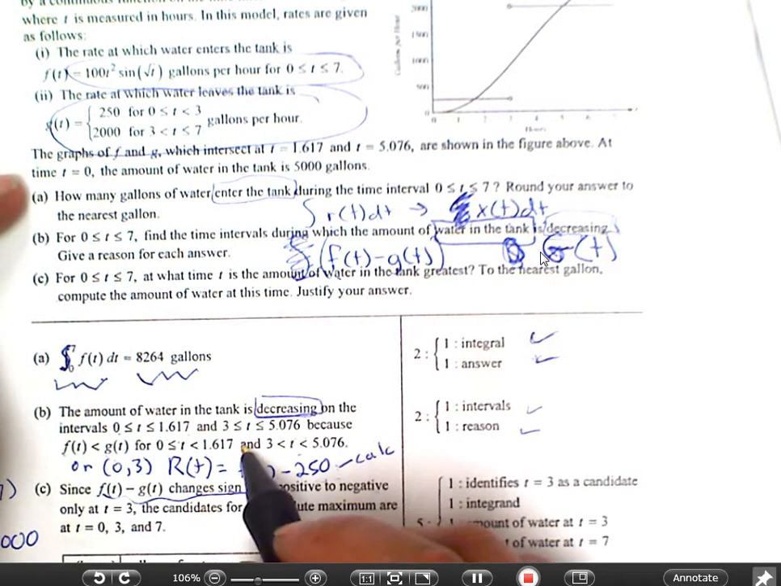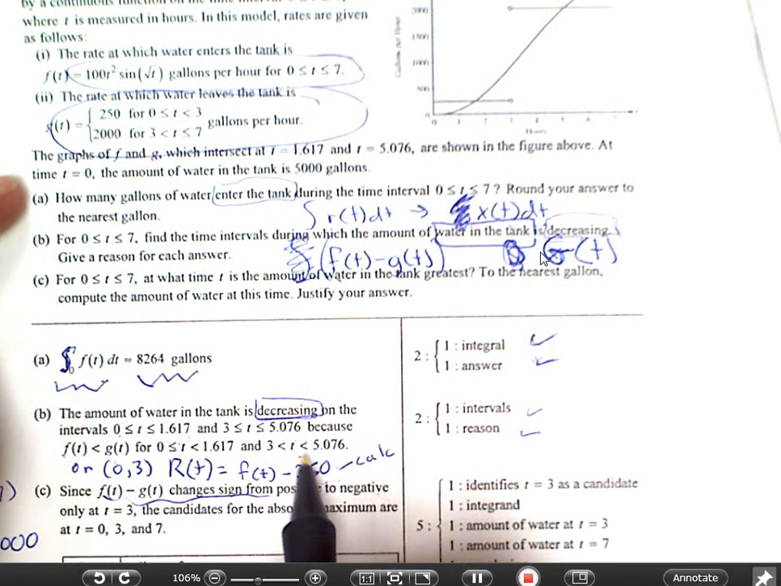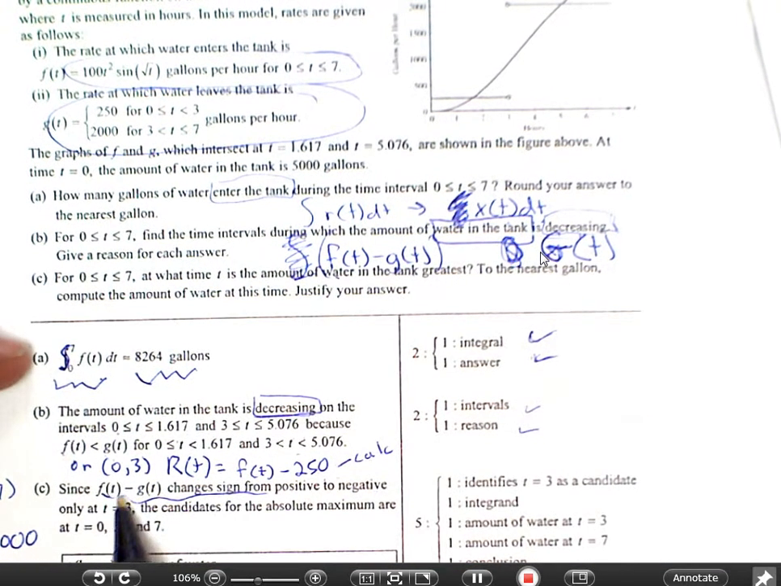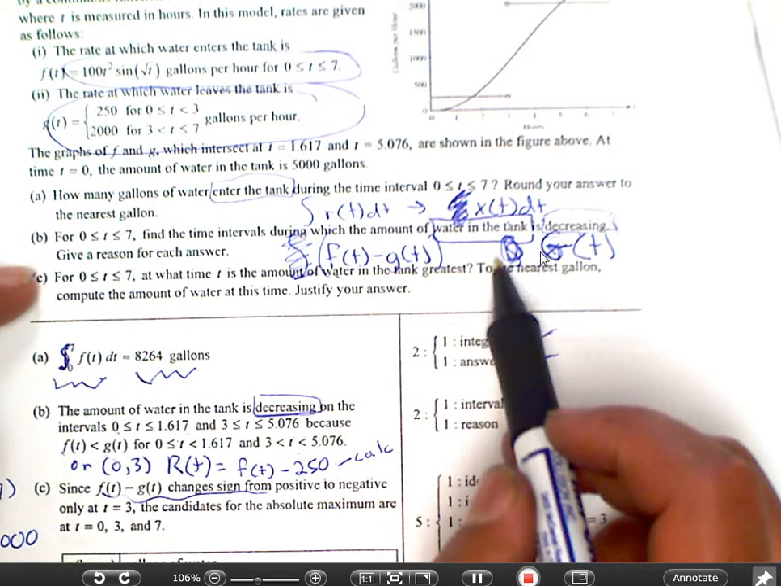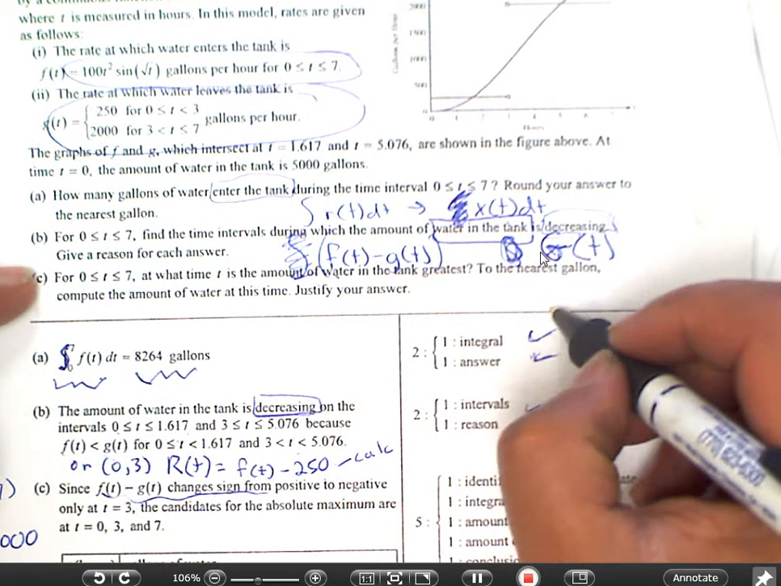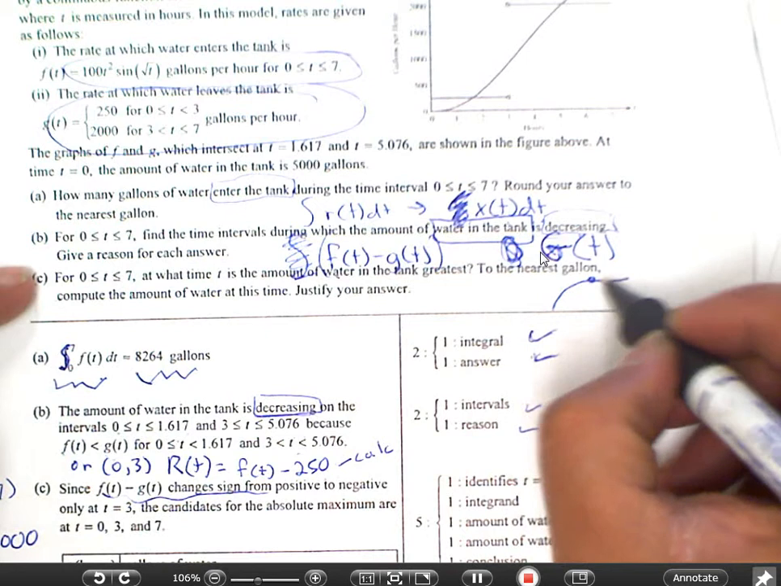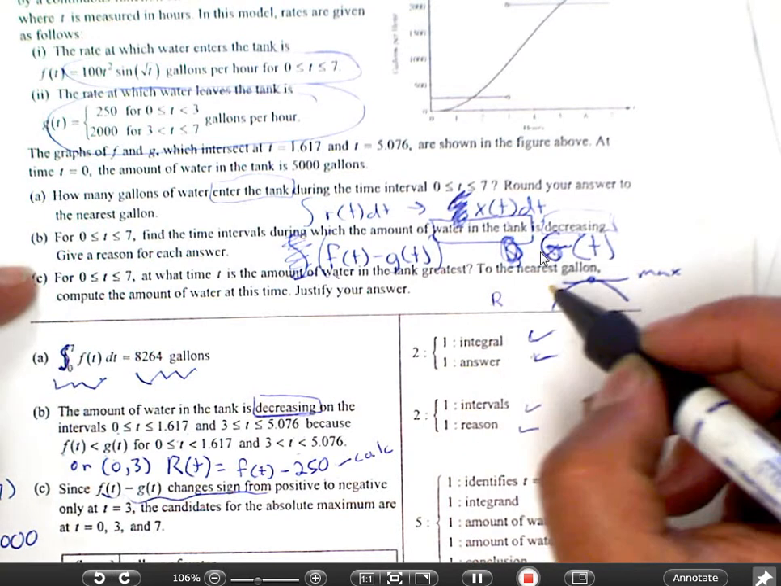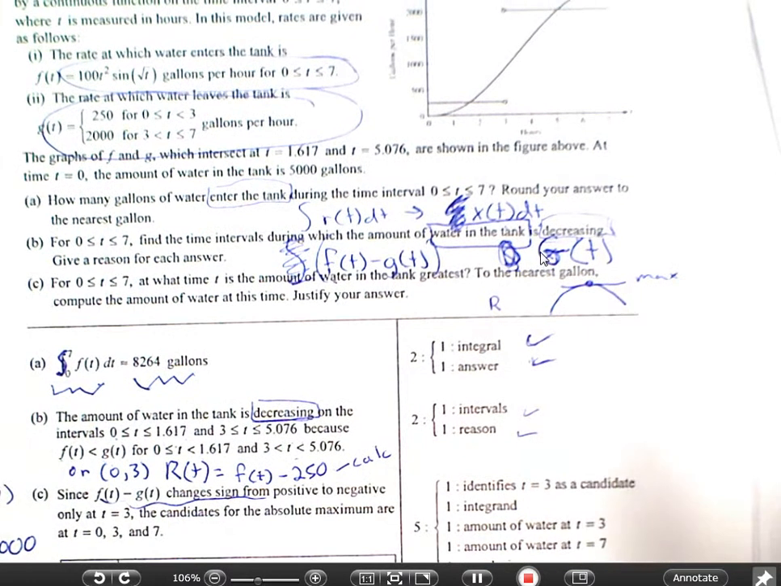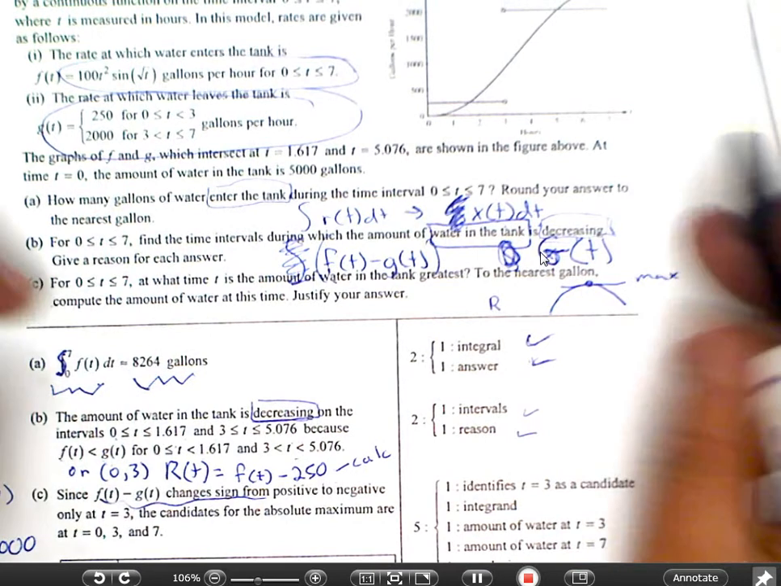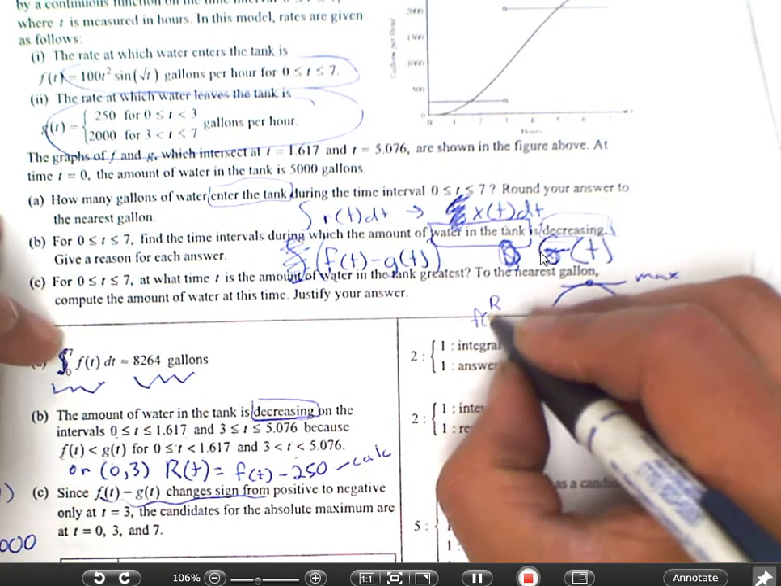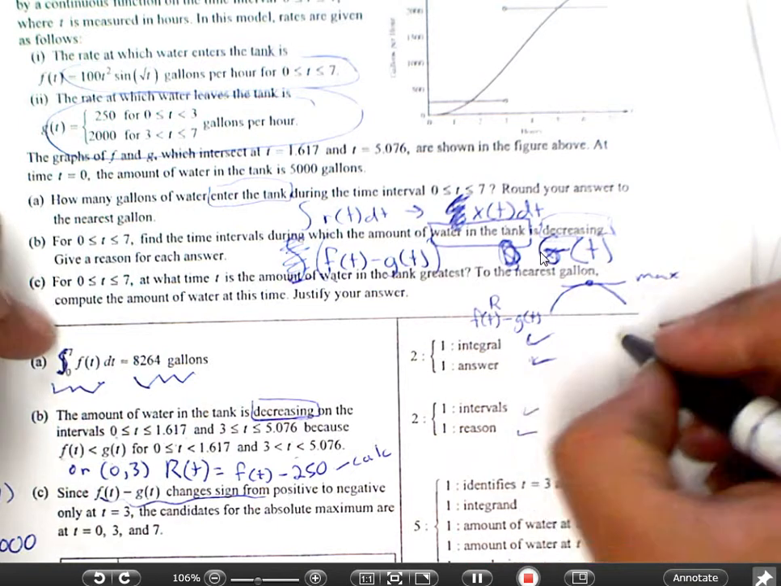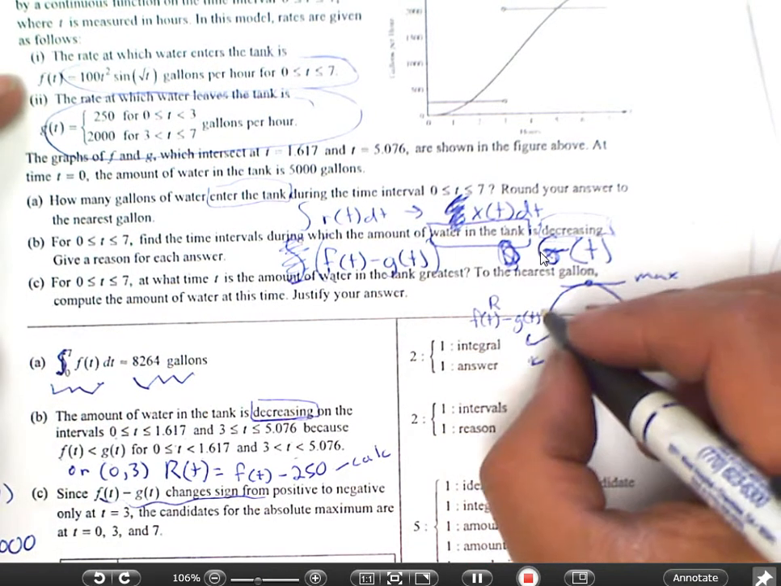All right, back here. Now, you want to find when the amount of water in the tank is greatest. So we want an absolute max. So our rate. Now, what rate are we talking about? This one, or both? Both. Inflow minus the outflow. So f of t minus g of t.